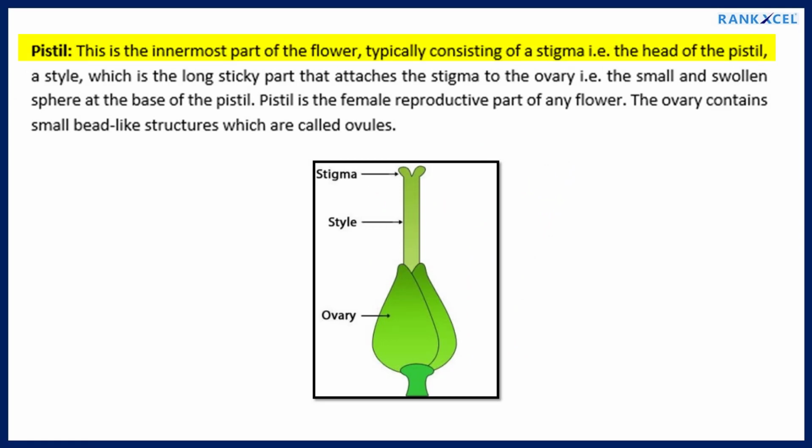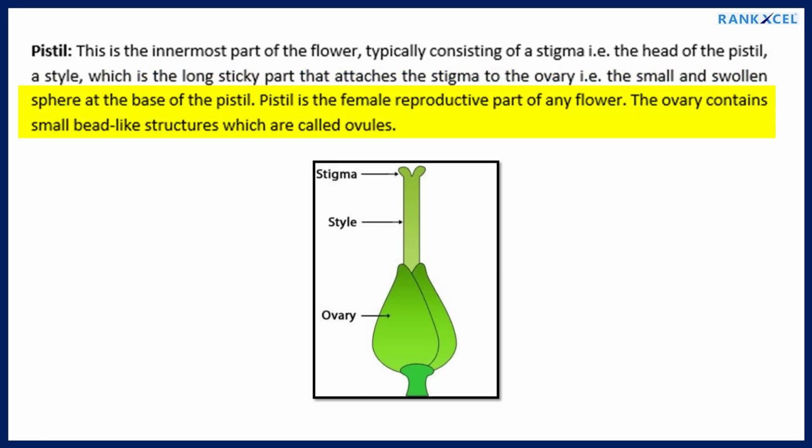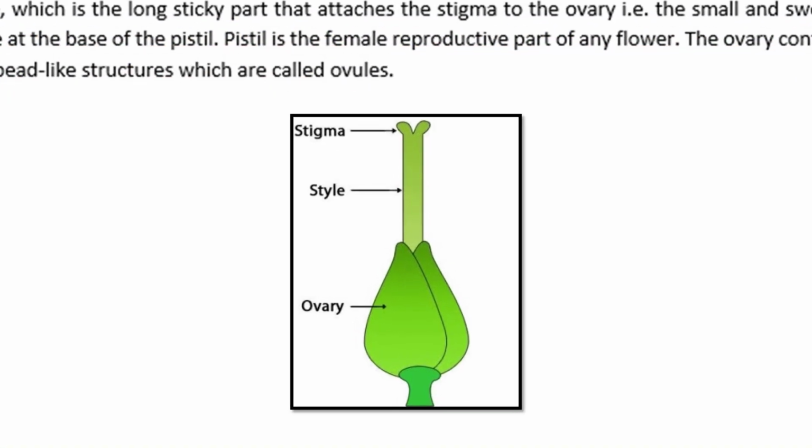Pistil. This is the innermost part of the flower, typically consisting of a stigma, i.e. the head of the pistil, a style, which is the long sticky part that attaches the stigma to the ovary, i.e. the small and swollen sphere at the base of the pistil. Pistil is the female reproductive part of any flower. The ovary contains small bead-like structures which are called ovules.